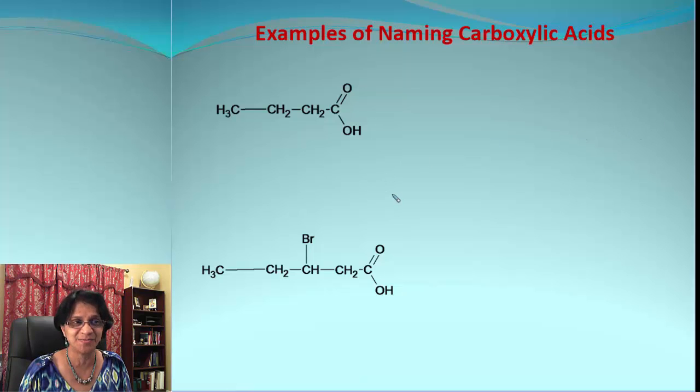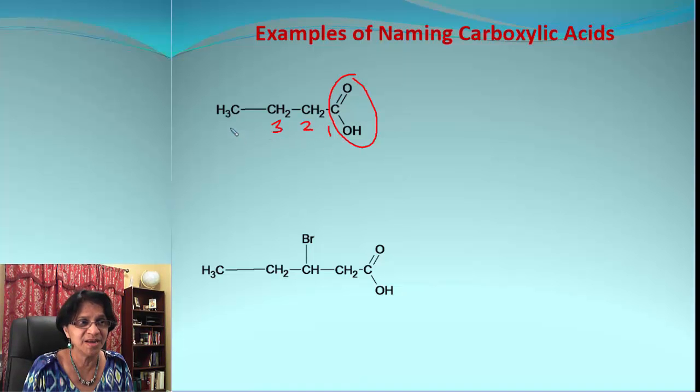This is our first example and this is the carboxylic acid group. We are going to number that carbon as 1 and then the remaining carbon atoms are numbered as follows. So what is the parent chain? These are 4 carbon atoms. 4 stands for butane, and then we remove that E and replace it with oic acid. So it's butanoic acid. And we don't need to write it as 1-butanoic acid. It's understood that it is at the 1 position.